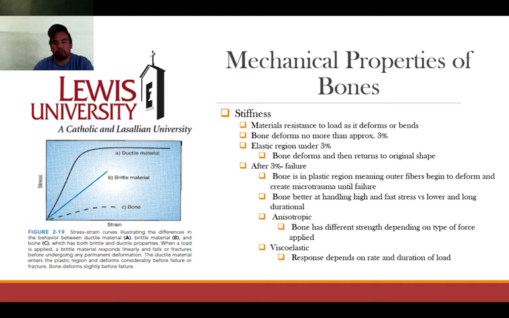After 3%, we start to get failure. The bone is in the plastic region, meaning fibers begin to deform and create microtrauma until it ultimately fails. So that's the plastic region after 3%. Bone is better at handling high, fast stress versus long, lower duration stress. It's anisotropic, which means that bone has different strength depending on the type of force applied.